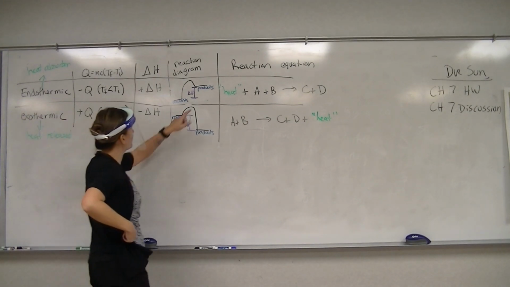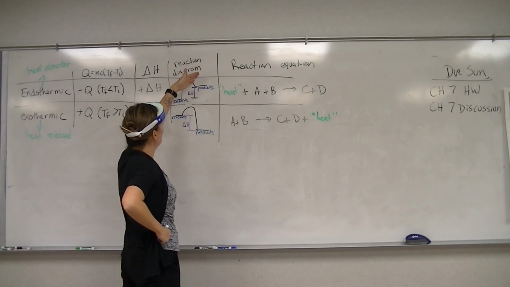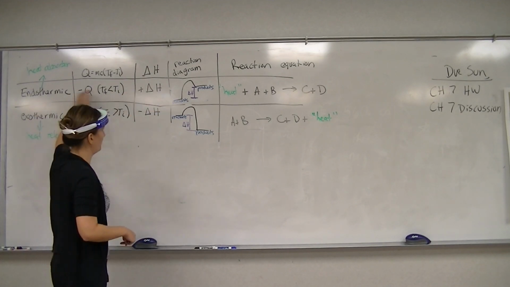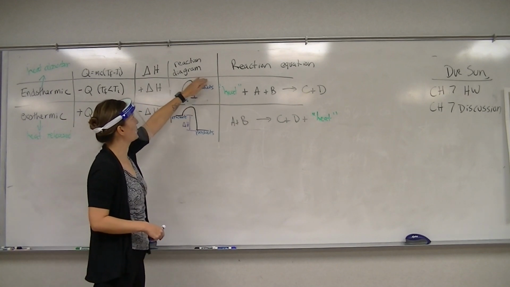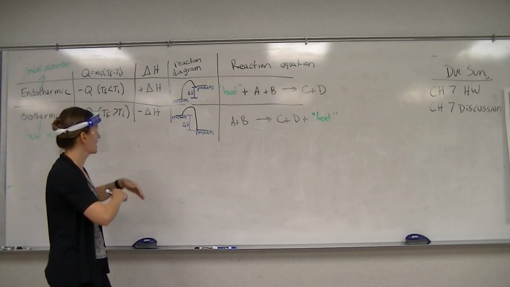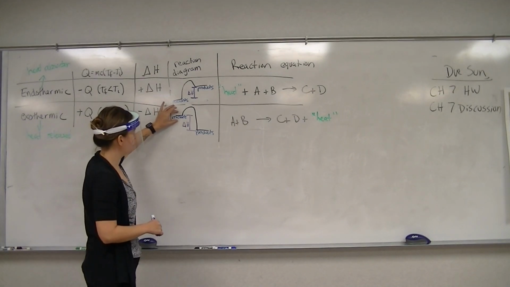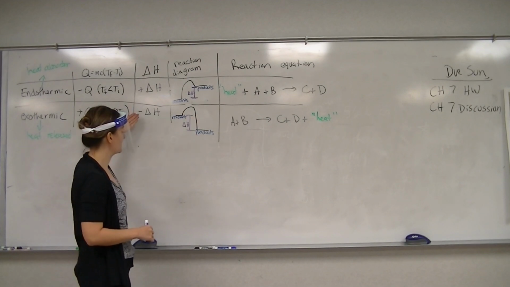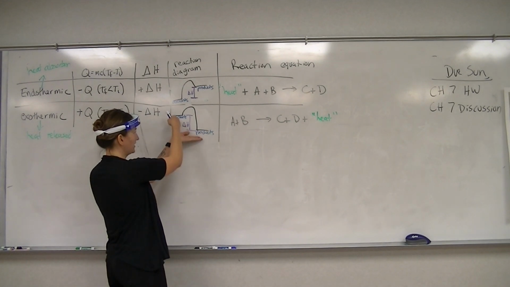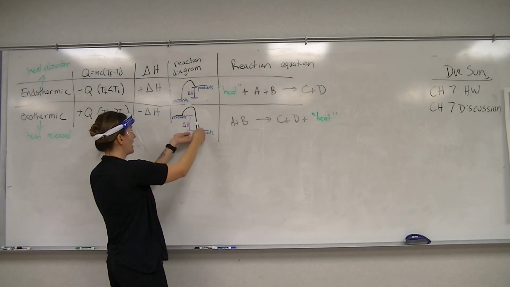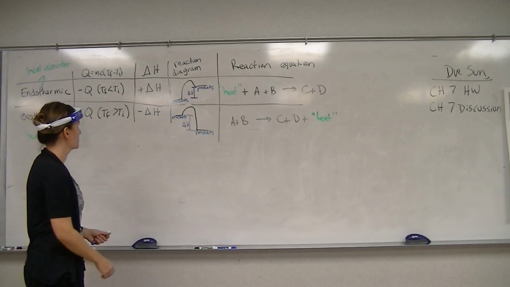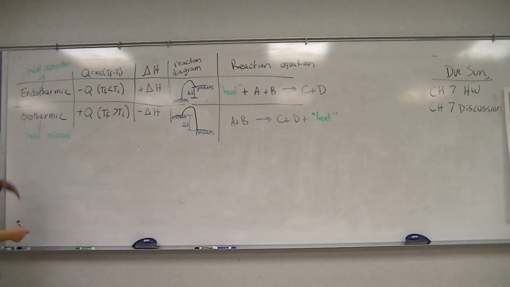Now if the products are higher in energy than the reactants, we're going to get a positive delta H. So this is going to be endothermic. This is what it's going to look like in the diagram: the products are higher than the reactants. For exothermic, it's the opposite. If we have the reactants higher in energy than the products, what we're going to get is a negative delta H, because if the products are lower in energy, we always do products minus reactants. If we have a low number subtracting a higher number, it's going to get us a negative value. So this is what the reaction diagram looks like for an exothermic.